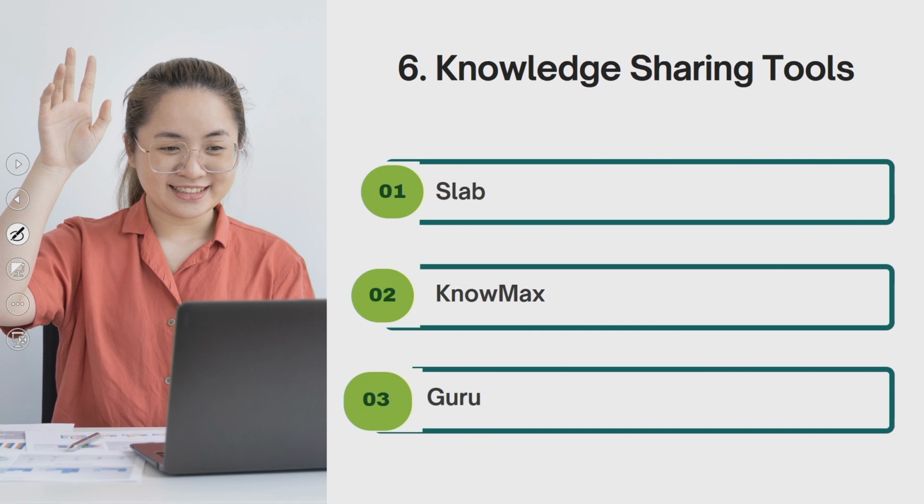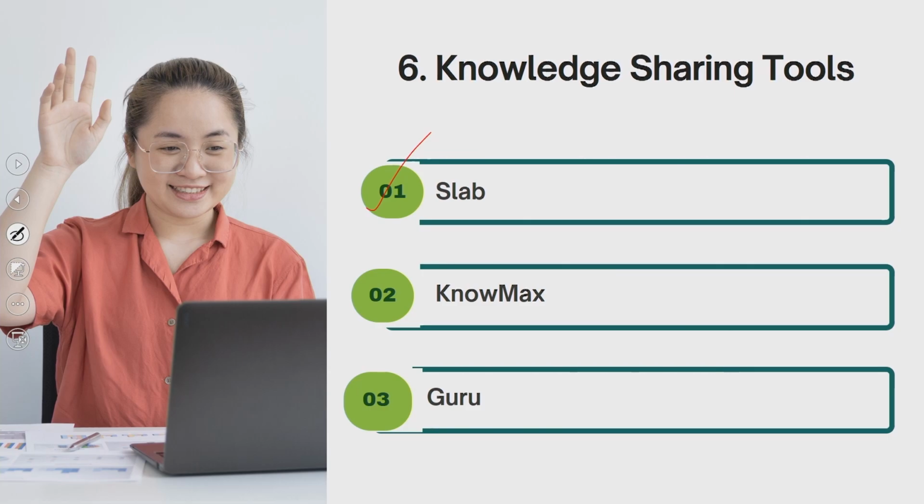So we'll start with the first and the most important one. You must have heard about it. It's called Slab. Slab is a user-friendly knowledge sharing platform designed to help teams create, organize, and access information efficiently. So it integrates seamlessly with various collaboration tools, providing a unified knowledge hub.